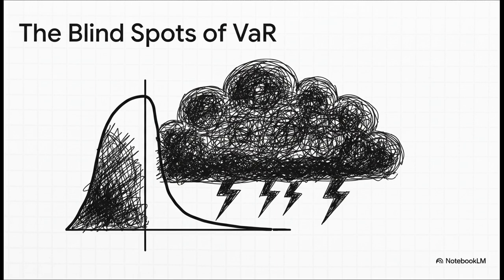The best way to think about it is like this. VaR is a smoke alarm. A 99% VaR is basically telling you, okay, there's a 1% chance this alarm is going to go off. But here's the problem. It tells you nothing about the size of the fire.